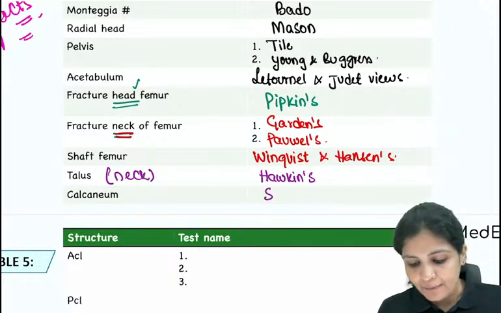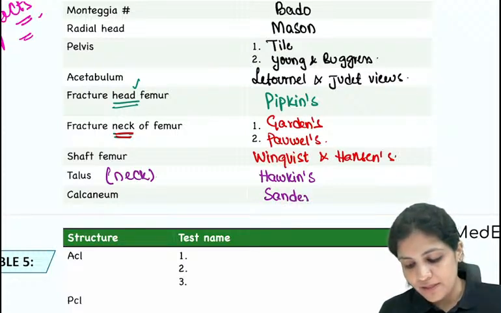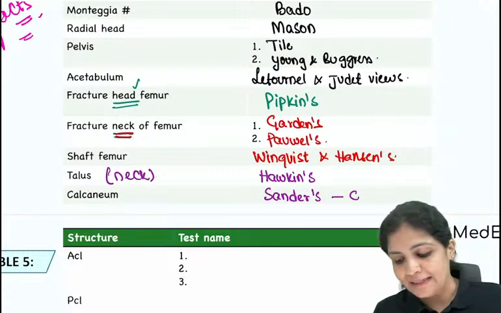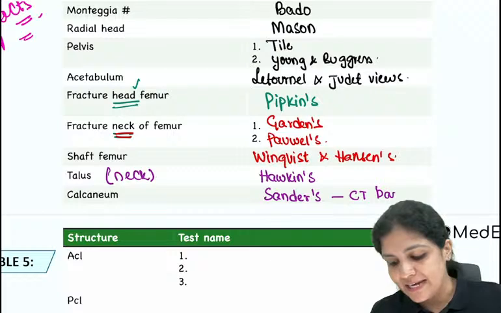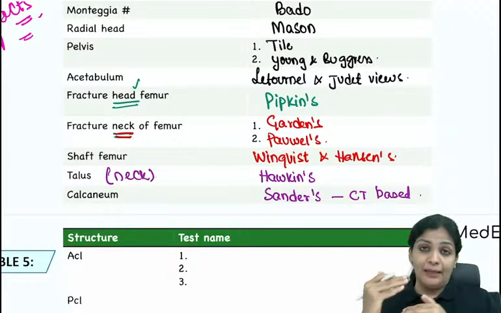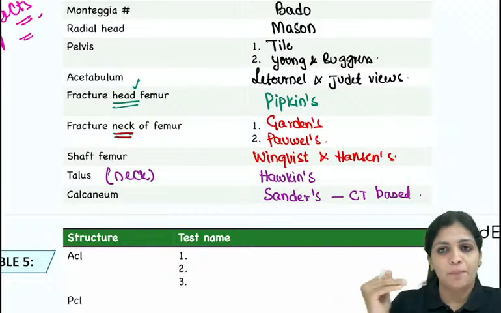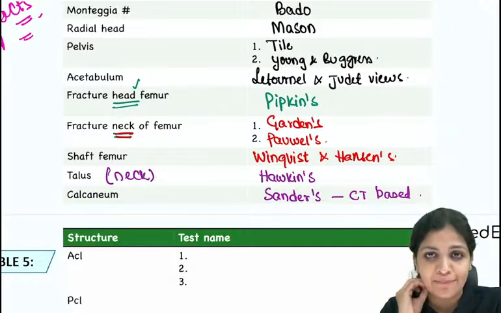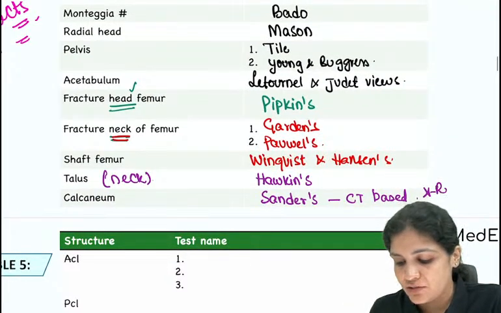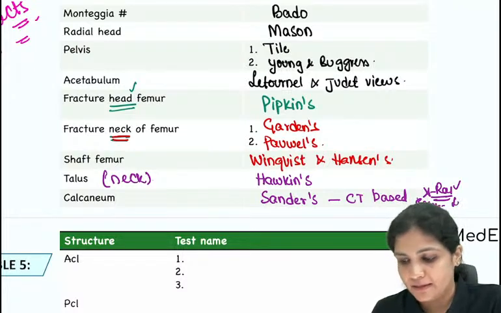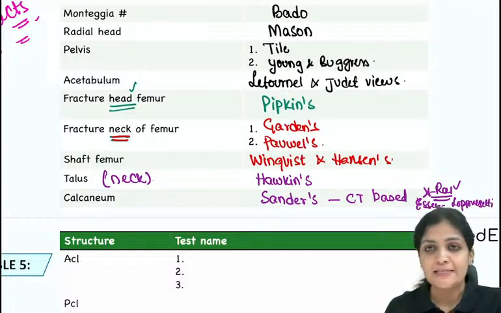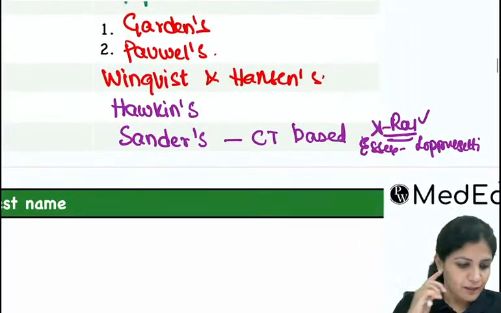And for calcaneum, what is important for you is Sanders classification. And this is a CT based classification. There is one more name which is called the Essex-Lopresti. Essex-Lopresti is a classification name which is X-ray based in case of calcaneum, right? It is Essex-Lopresti.